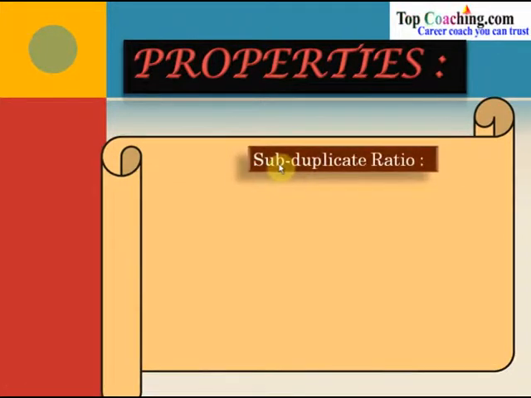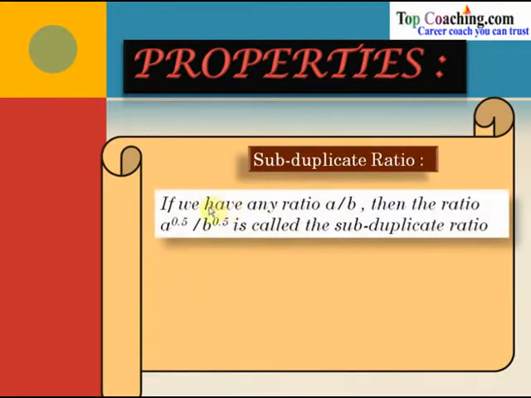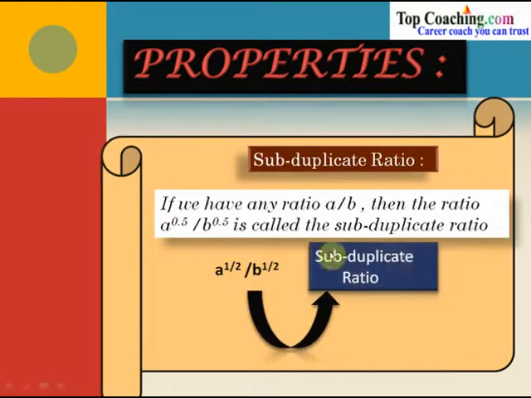The next is subduplicate ratio. Now what is subduplicate ratio? If we have any ratio a by b, then the ratio under root a by under root b is called the subduplicate ratio. So a to the power of 1 by 2 divided by b to the power of 1 by 2 is known as the subduplicate ratio. Simply take out the square root of the ratio a by b to get the subduplicate ratio.